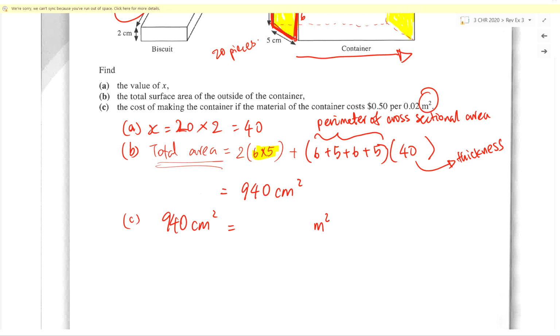But right now we're not changing from centimeter to meter. It's from square centimeter to square meter. So instead of dividing by 100, what should we divide by? 100 square. That's it. Use your calculator to help you. Divided by 100 square. And we get 0.094 square meters.